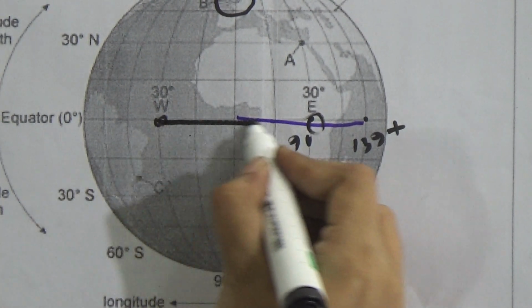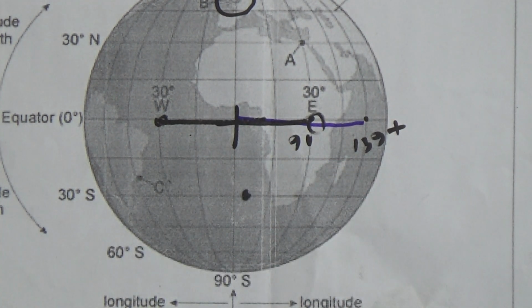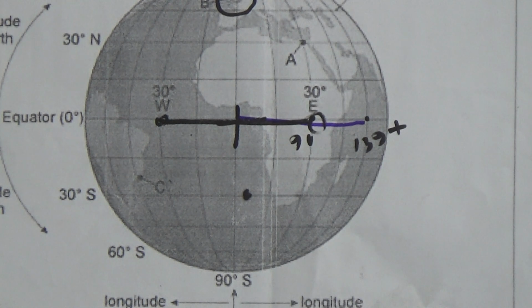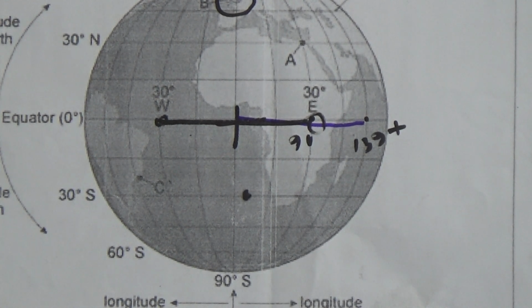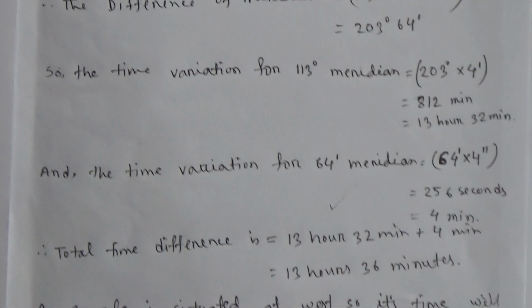So we have to determine the difference. That means we have to add the total difference here. That's why we are adding the meridians of both countries, and it happens 113 degrees 64 minutes plus 90 degrees equal to 203 degrees 64 minutes.